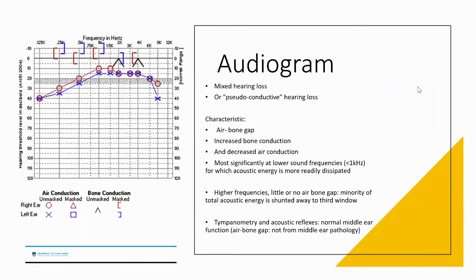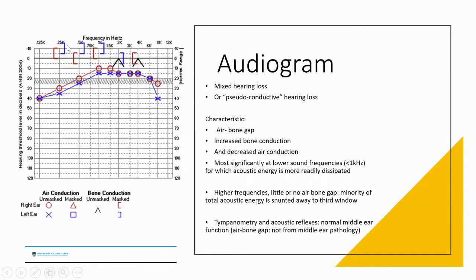So if we look at the audiogram, it is quite specific for third window lesions, and we'll cover some of the examples, and most of the audiograms just look like a copy and paste. But in essence, the characteristic audiogram is a mixed hearing loss, but it's sort of a pseudo-conductive hearing loss. So the characteristic feature is that you get an air-bone gap. So if we have a look here, you'll get your air-bone gap, but your bone conduction is increased. Okay, so you can see it's quite high, and your air conduction is decreased.